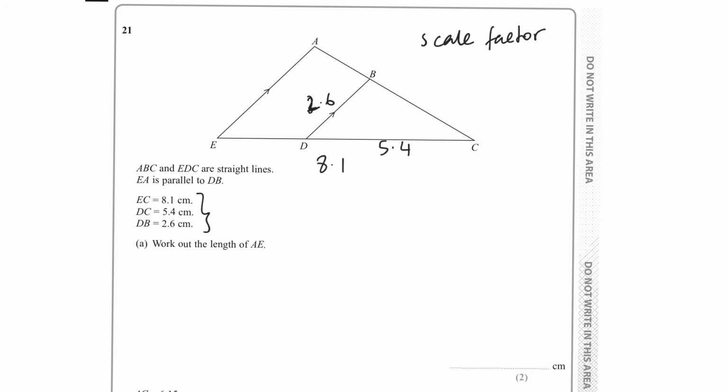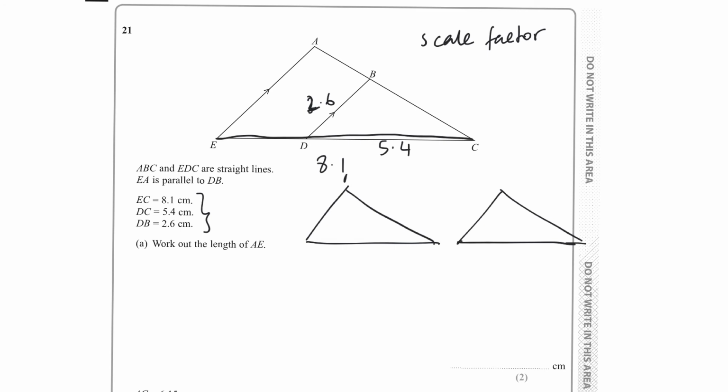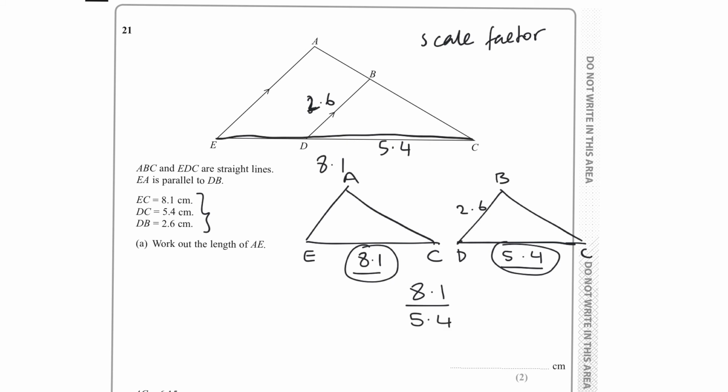Well, we know that the big length for the big shape is 8.1, and for the little shape, I'm going to draw it out because sometimes when it's within, some people get confused. So A, E, C is the first shape, and then B, D, C is the second shape. So 8.1, 5.4, 2.6. So we can compare these two shapes. I hope that makes it clearer now. So to work out the scale factor, you need to divide one of the lengths by the other. So if you put into your calculator 8.1 divided by 5.4, you should get an answer of 1.5. So we know the scale factor is 1.5.